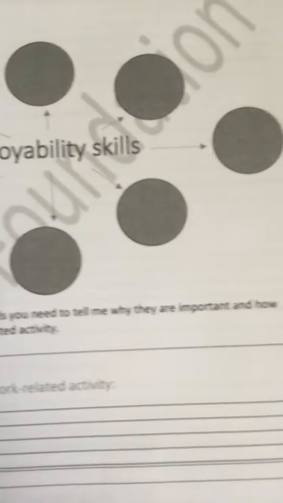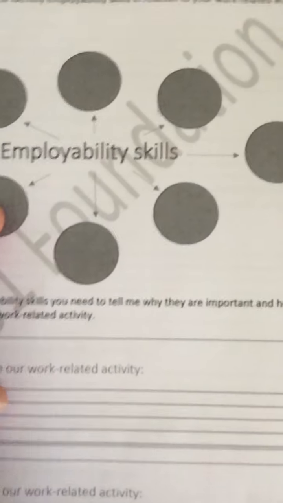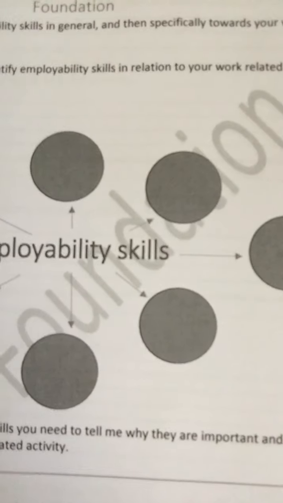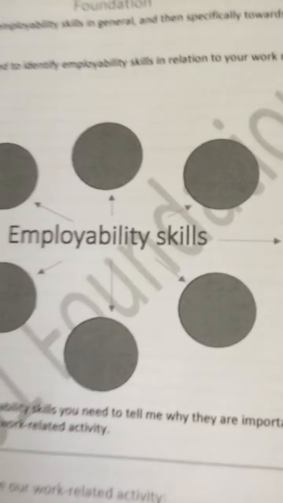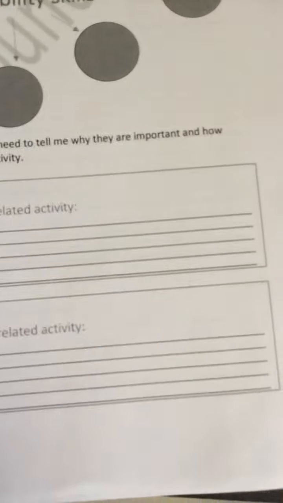You need to identify some employability skills in relation to that work activity and write them down here. Employability skills could be communication, planning, working together as a team. It could be listening. It could be specific skills. It's up to you. But what are skills that you think are going to be needed that will make you more employable? For each of those, you need to tell me why they're important and how they'll help you complete your activity. So again, we have a bunch of space for you to do that. Just do one for each one of the employability skills that you identify.